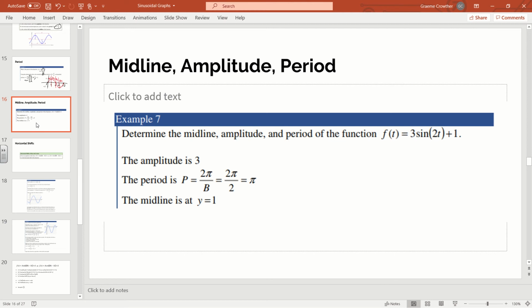Our next thing we want to be able to do is look at a function and determine what parts of that function mean. So in this case, I have f of t equals 3 times the sine of 2t plus 1. And I am asked to determine the midline, amplitude, and period. So it's getting comfortable in recognizing what pieces go where in the equation. So this first 3 we said was our amplitude.